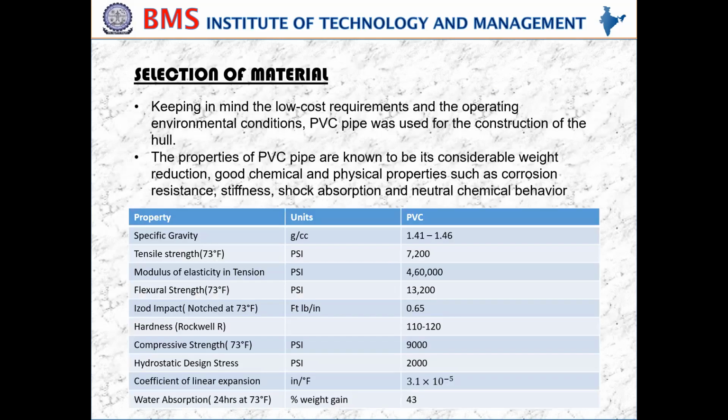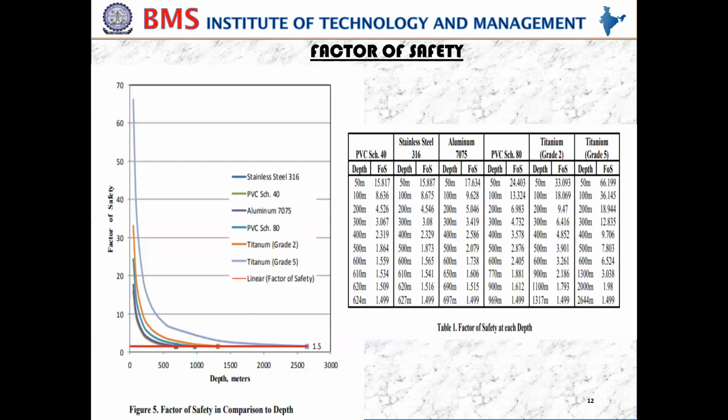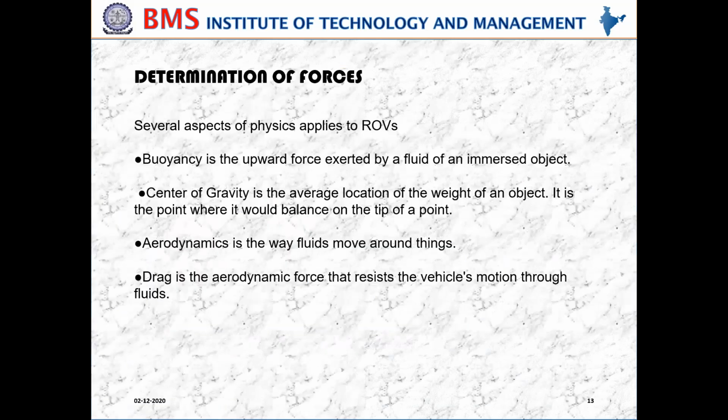Going ahead with the next step, which is selection of materials. We had to select something which was cheap and which was actually going to serve the science behind our project. So we chose a PVC pipe, and as you can see the properties here, and also the factor of safety is the best fitting for PVC schedule 40. So we chose PVC schedule 40 pipe.